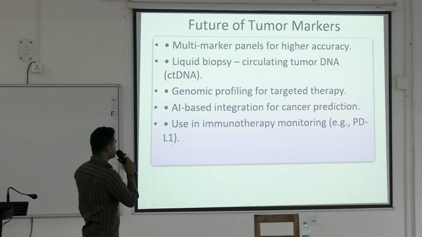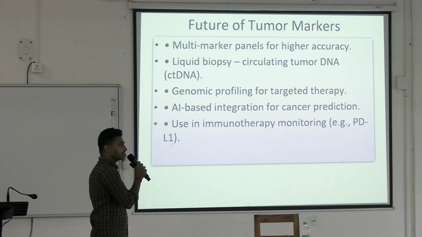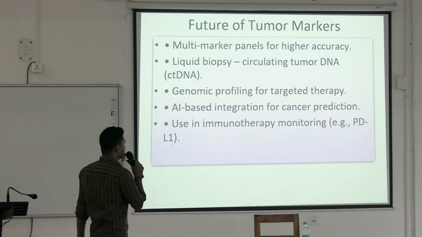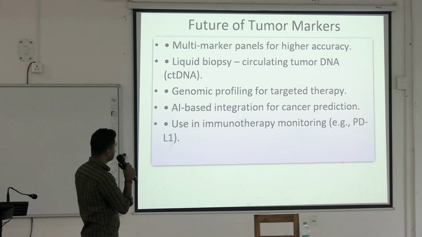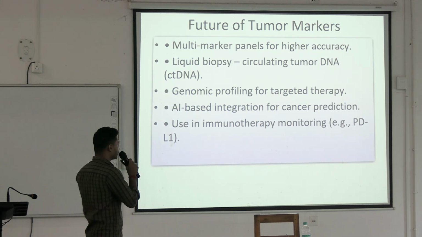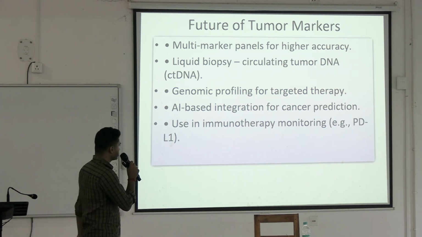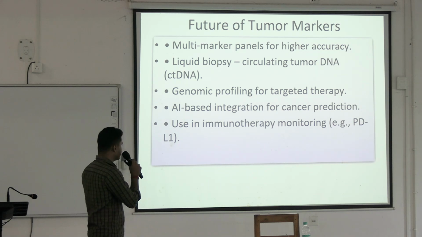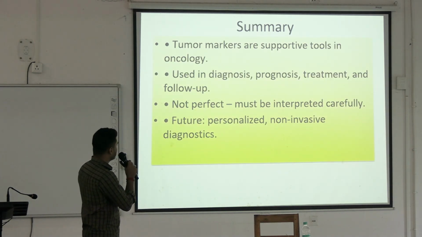And in the future of tumor markers, we may use multi-marker panels for higher accuracy, or liquid biopsy for circulating tumor DNA, and genomic profiling for targeted therapy, and AI-based integration for cancer prediction. And maybe in future we can use it for immunotherapy monitoring in PDL1. PDL1 is programmed death ligand 1.